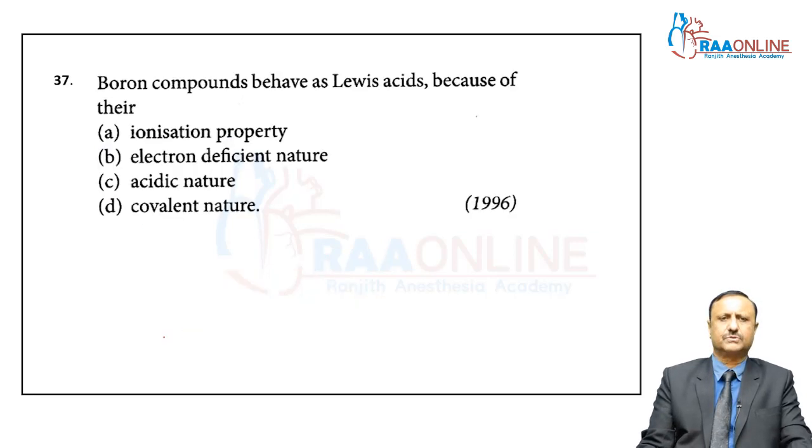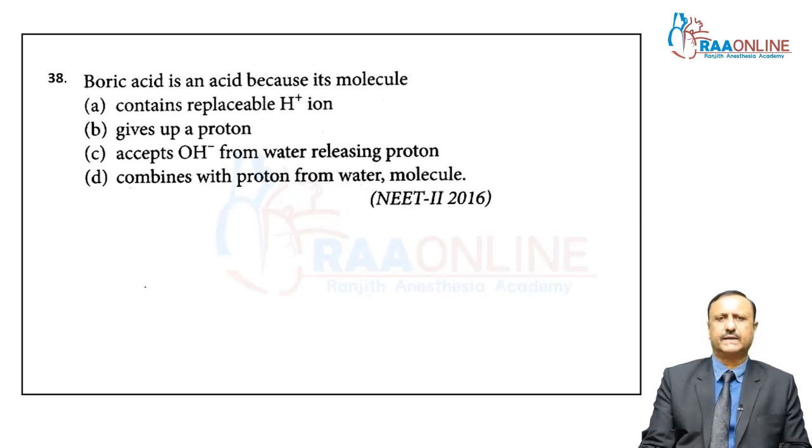Now we can see question number 37. Boron compounds behave as Lewis acids because of their simply electron deficient nature. This is from 1996, question number 37, the answer is B. We already discussed this in question 36. Now we can see question number 38. Boric acid is an acid because of its molecule. My dear students, what is boric acid?